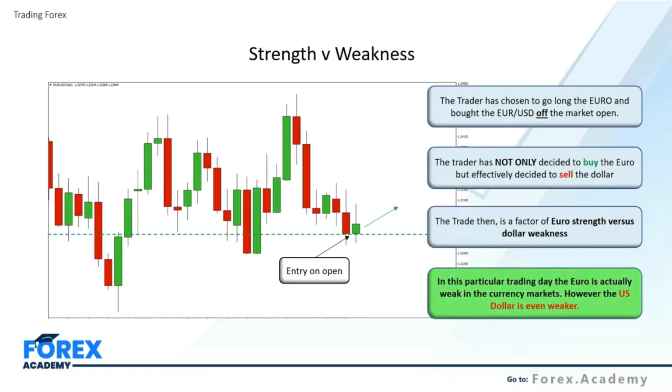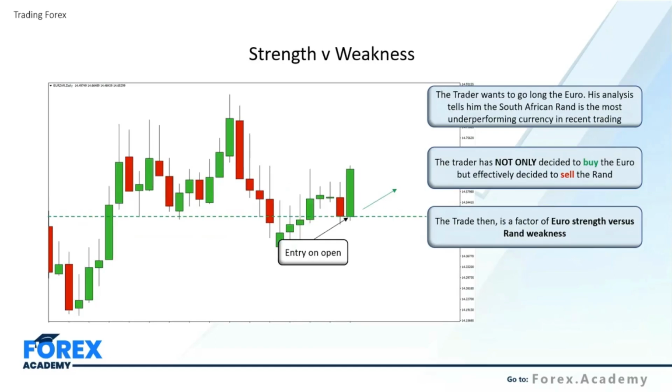And in this particular trading day, the euro is actually weak in the currency markets. However, the US dollar is even weaker. So you can see that the trader has effectively made a correct decision in buying the euro dollar off the market open. Even though his reasoning was off, he believed in euro strength and chose the euro to trade against the dollar because he maybe did some analysis and saw dollar weakness as well. However, the euro hasn't necessarily been strong, and you can see with the candlestick, the euro upon entry on open has increased. So he's effectively made a correct decision as a result.